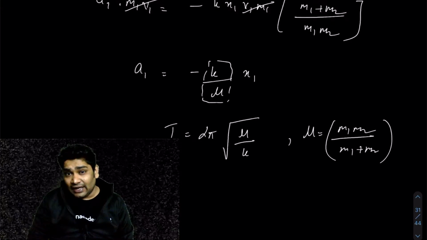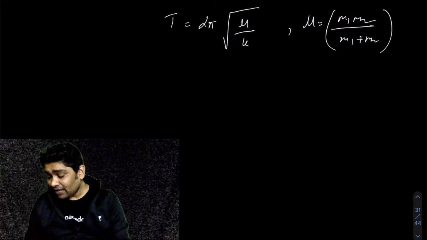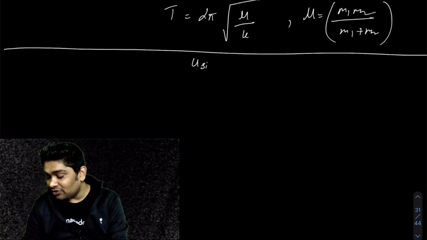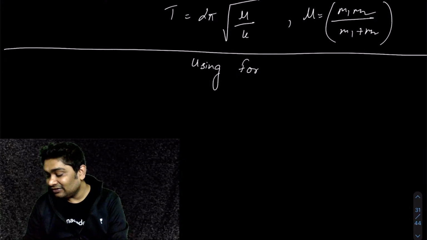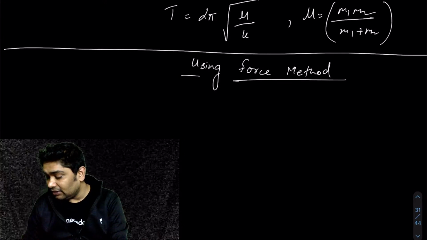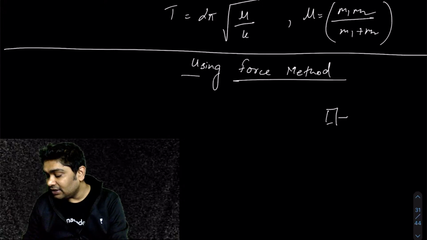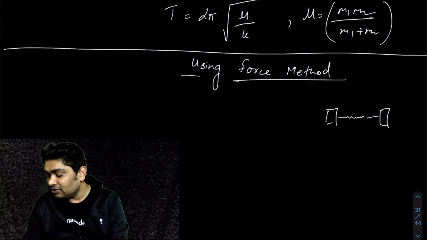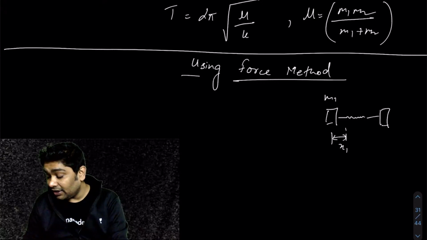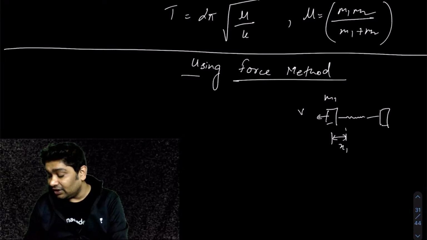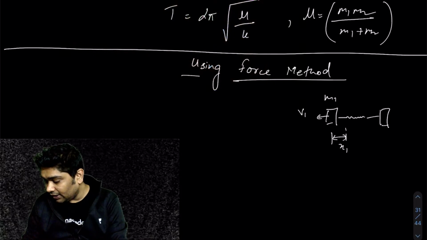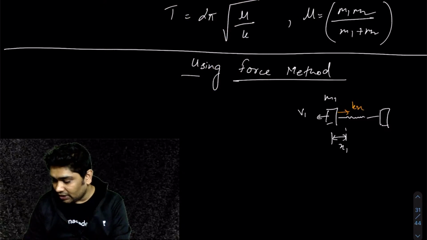Now, you could have also analyzed this using the force method. It turns out it would have been simpler. Again, assume that this block is away from its equilibrium position by some x1, and now it is moving with some v1. Then the force acting on it must be equal to kx. Correct? Kx force will act.